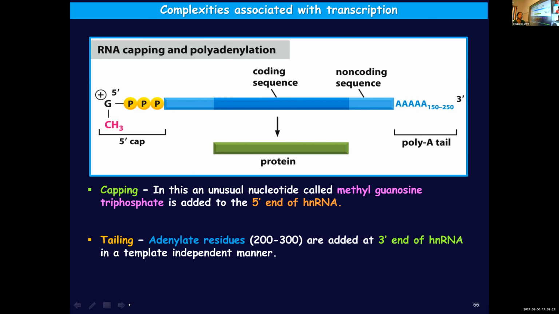And in capping, what we are adding? Methyl guanosine triphosphate. And in tailing, we are adding adenylate residues. How many? Hundreds of them are being added.